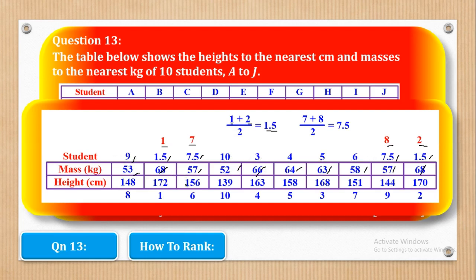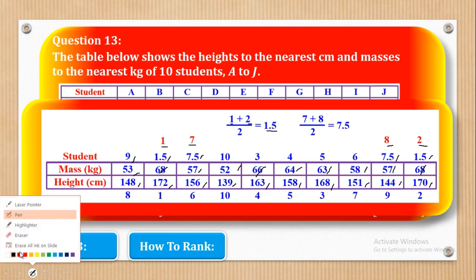Now let's go to the rank for heights. The biggest takes rank 1, followed by this, rank 2, followed by this, rank 3, rank 4, rank 5, rank 6, rank 7, rank 8, rank 9, and this one rank 10. So that's how to rank mass and height. Now that we know how to rank, let's go to our solution.